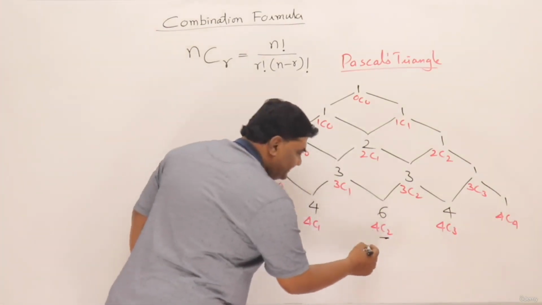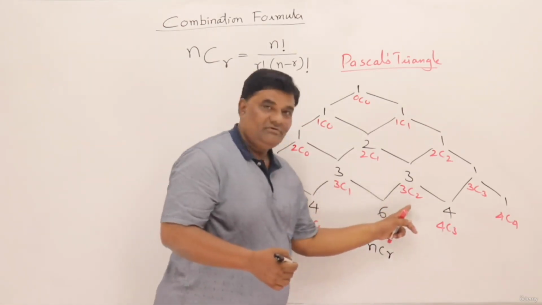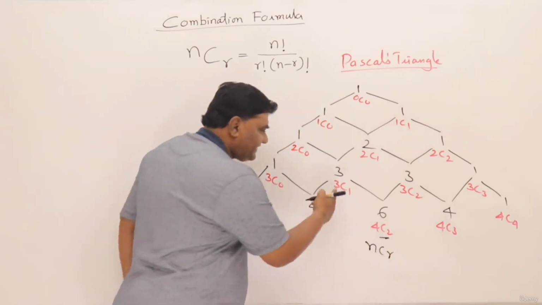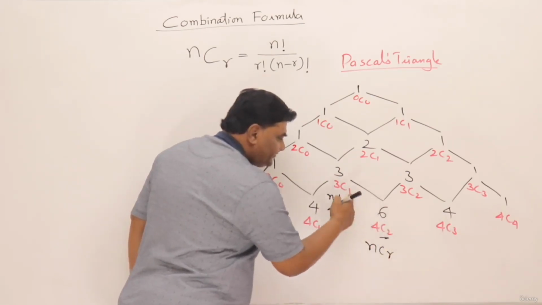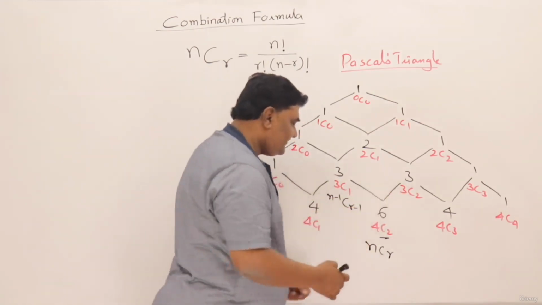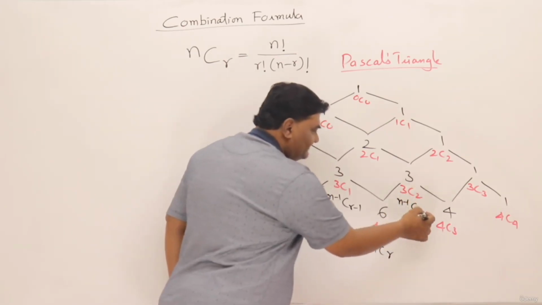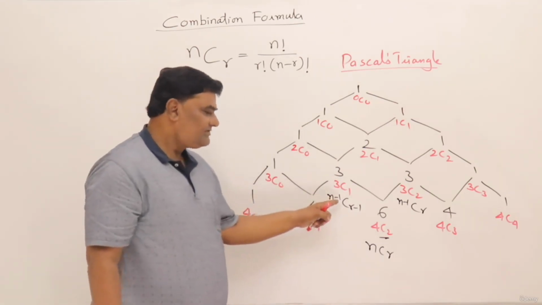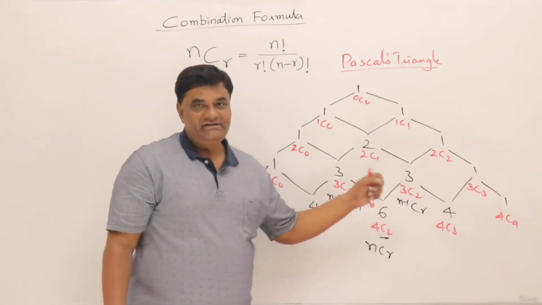If I call this value as nCr, this value is obtained by adding these two. If n is 4 and r is 2, then what is this? 3, 1. So this is n minus 1. See, r is 2, so it is 1 here. So this is r minus 1. And other value is this one. So this is n minus 1, C, r is as it is. So any nCr value can be obtained by adding n minus 1 C r minus 1 with n minus 1 C r.